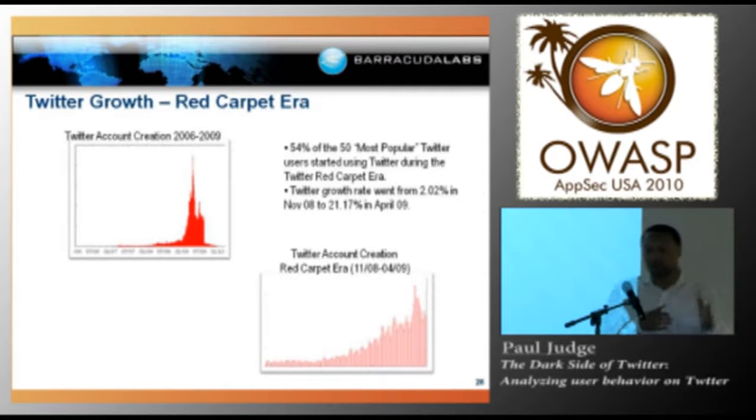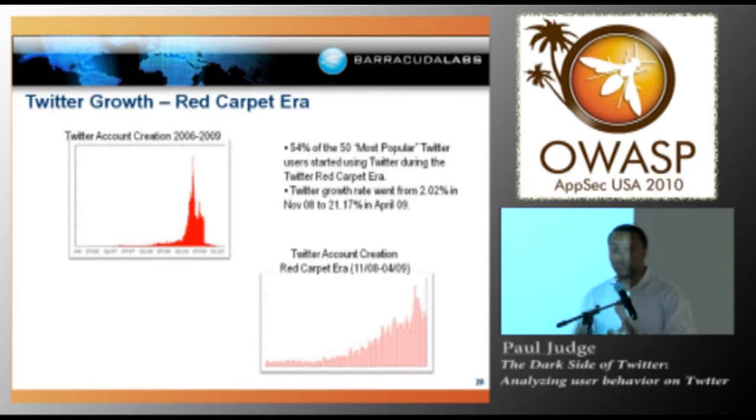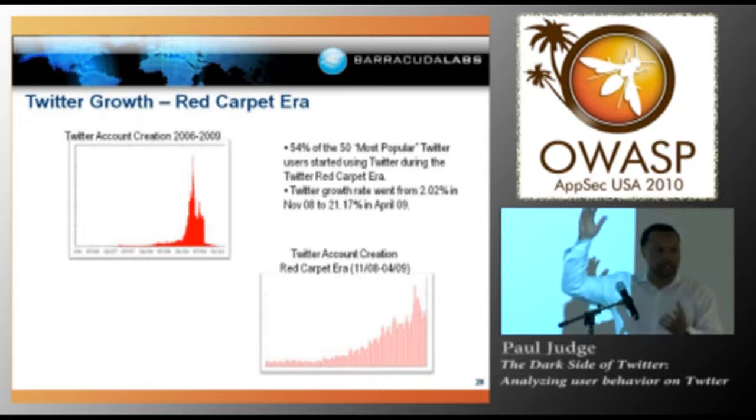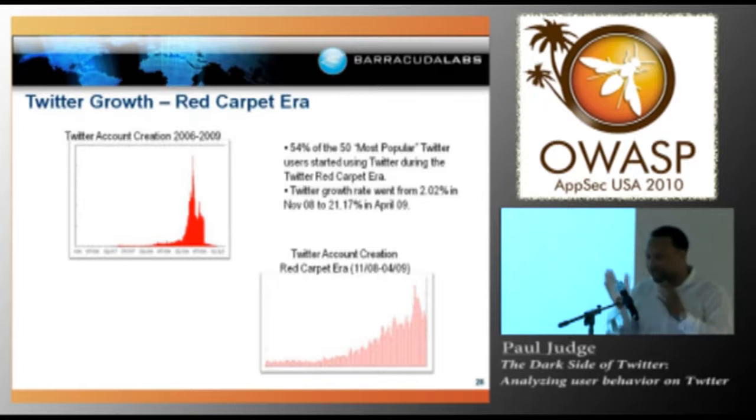Between November of 2008 and April of 2009, over half of the top 100 people on Twitter today came. These are the Kim Kardashians, the Puff Daddies, Al Gore, Ashton Kutcher. Just every celebrity from politics to music to film came in the same 6-month period. If you look at the list of top 100 users on Twitter today, there's this 6-month period where they came. And what happened in that time is the growth rate went from about 2% to 20%.